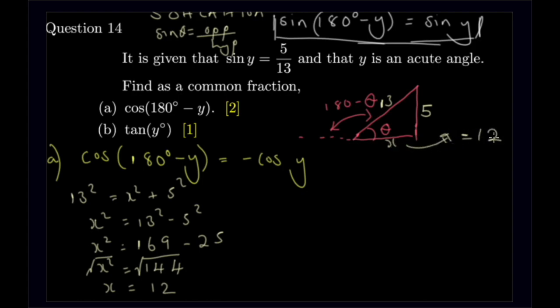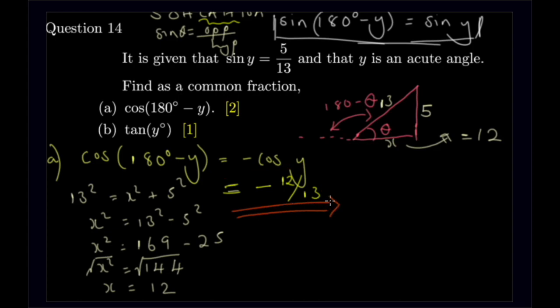So this one equals 12. So here, let me just change my pen so that there's no confusion. So this one here, you need the cos of y, the cosine of y. So cosine means what? Cosine from our mnemonic means adjacent over hypotenuse. So our adjacent is what? 12 over our hypotenuse. Our hypotenuse is what? 13. So this will be your answer here.